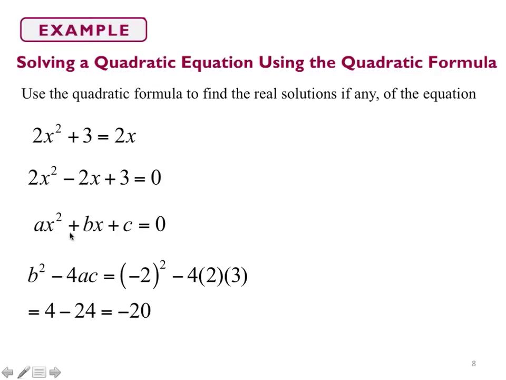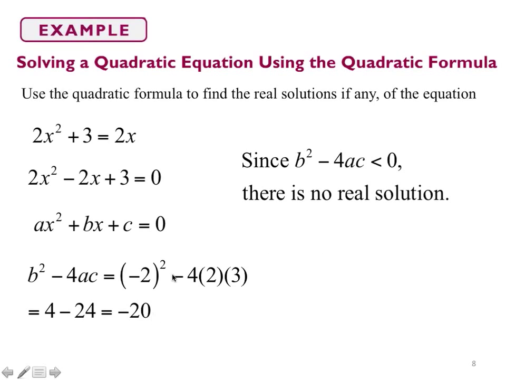What they've done here is they looked at the discriminant, which is your b squared minus 4ac part. So they took negative 2 squared minus 4 times 2 times 3. If you do this, you get negative 20. And what you'll notice is that that's less than 0. So that means that when I set up my quadratic formula, I end up with a number that's less than 0 under my square root, which is going to give me no real solution.